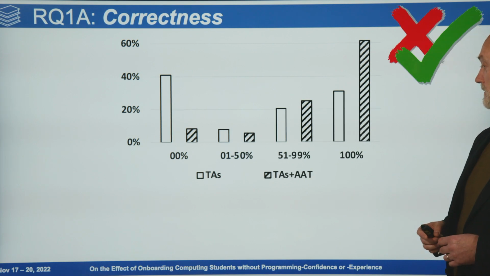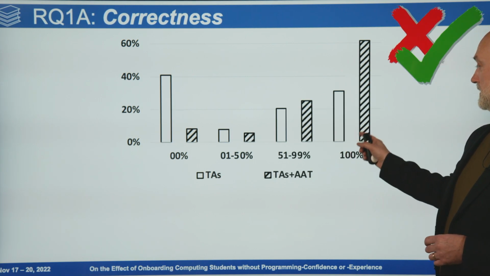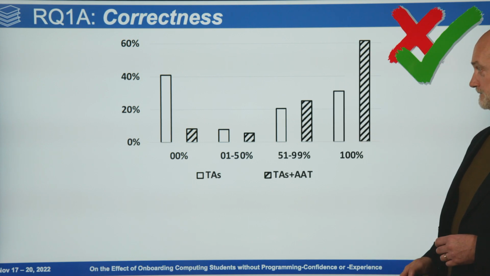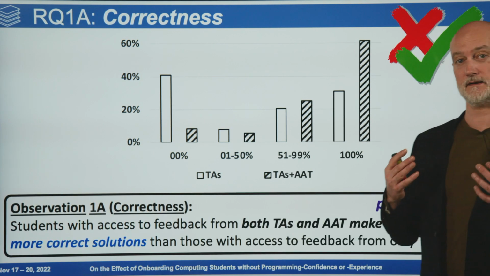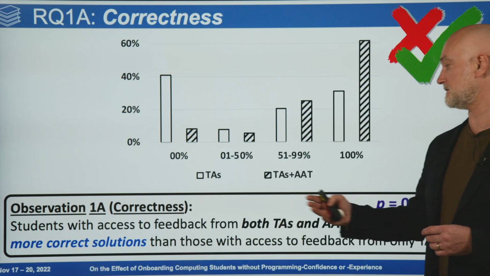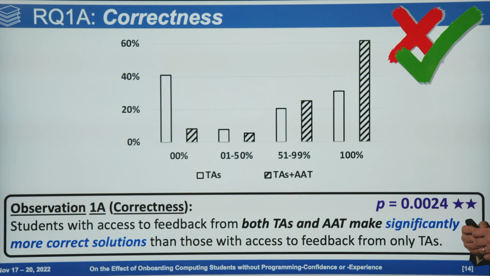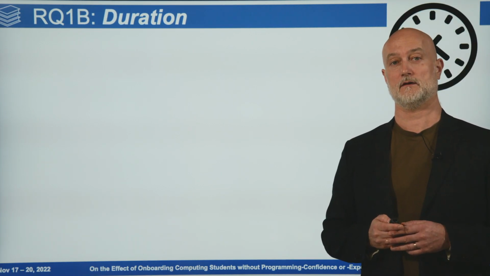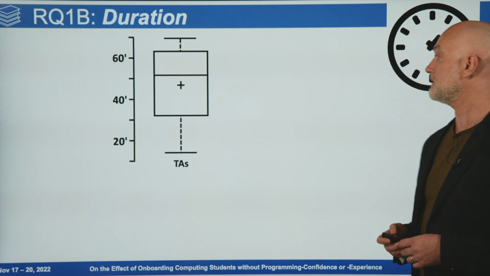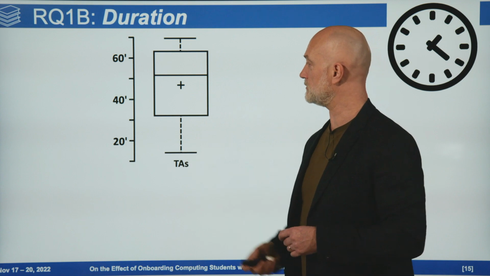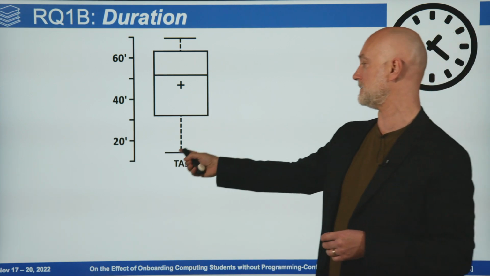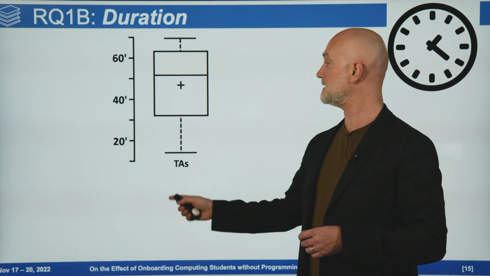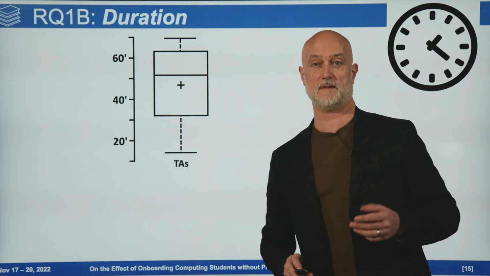If we compare these two, so that's TAs against automated assessment and TAs, we see a statistically significant difference. So students with access to feedback from both TAs and automated assessment make significantly more correct solutions than those students with access to feedback from only TAs. If we look at the second metric here, duration, here is the distribution of the finishing times for students with access to feedback from only TAs. We see a median of about 50 minutes.